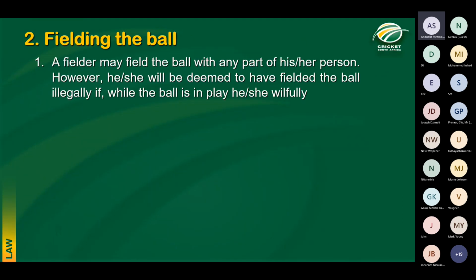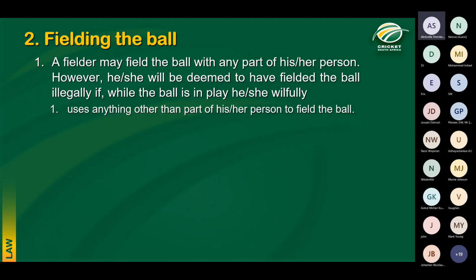So, fielding the ball. A fielder may field the ball with any part of his or her person: foot, hand, tummy, back, head, any part of the person. That's what the law tells us. However, it will be deemed to have fielded the ball illegally if, while the ball is in play, the fielder uses any other part than his or her person to field the ball.